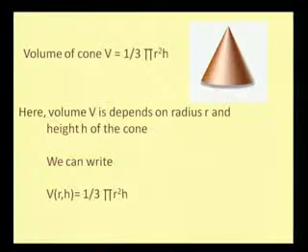Next. Now in another example, the volume of a cone, we know that it is 1 by 3 pi r square h, where r is the radius of the cone and h is the height of the cone. So volume depends on two variables, one radius and another height. We can write V of r, h is equal to 1 by 3 pi r square h.